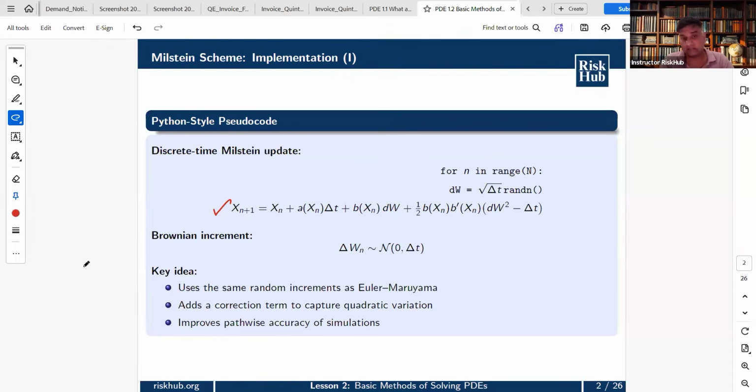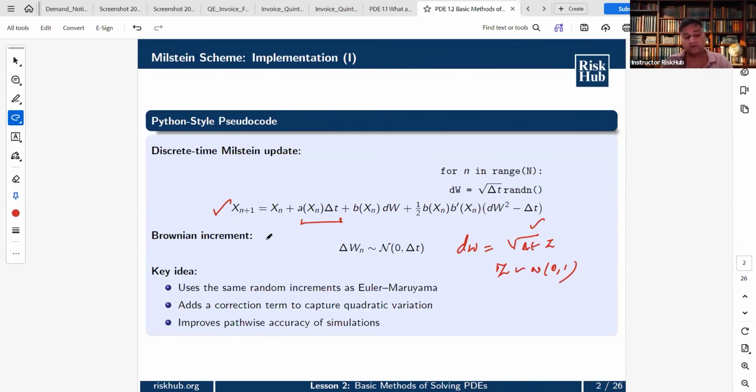In your Python style simulation, dW is equal to the random normal Z, scaled by the square root of delta t, not by delta t itself. So here, if you look closely, what is a(x) delta t?